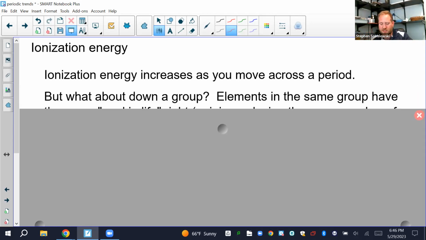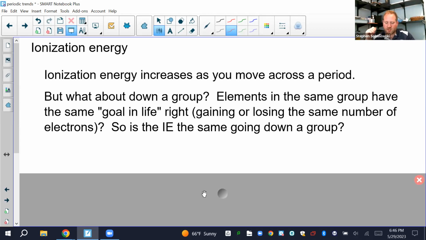Well, what about from the top down? Elements in the same group have the same goal in life, right? That's the phrase I like to use. By goal in life, I mean what they're always trying to do, either gaining or losing the same number of electrons. So is the ionization energy going to be the same going down? Specifically, look at the alkali metals. They all want to lose one valence electron. Does that mean ionization energy is going to be the same?